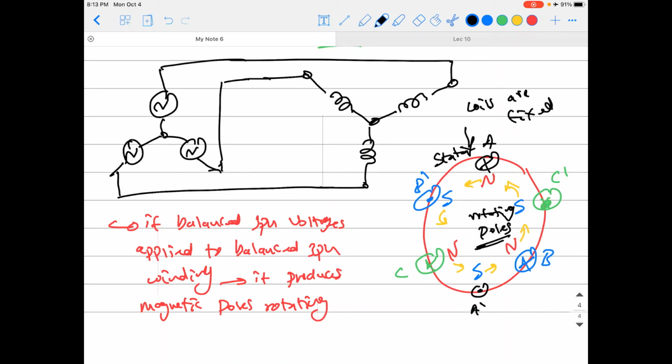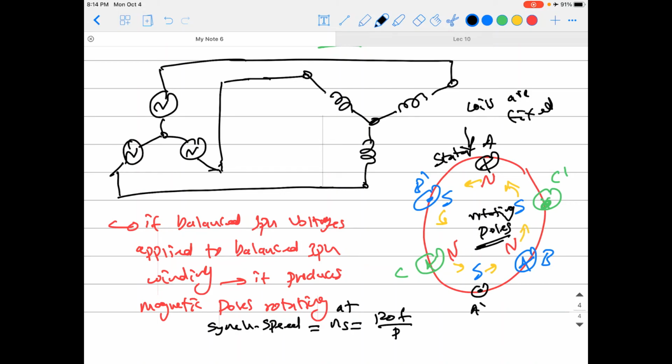So you can get magnetic poles, north and south poles, that are rotating, produced by fixed coils. How this is done, again, I will be explaining in much more detail when I talk about induction machines. But please take my word for it for now, okay? This is rotating at synchronous speed. We call this speed the synchronous speed, ns, which equals 120 f over p. Okay, guys?